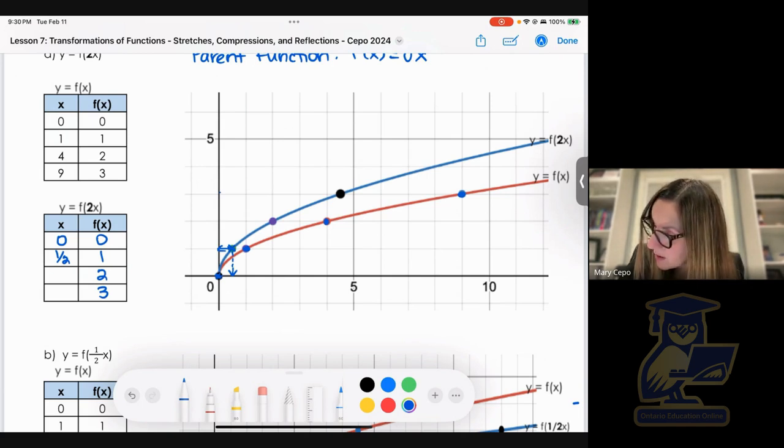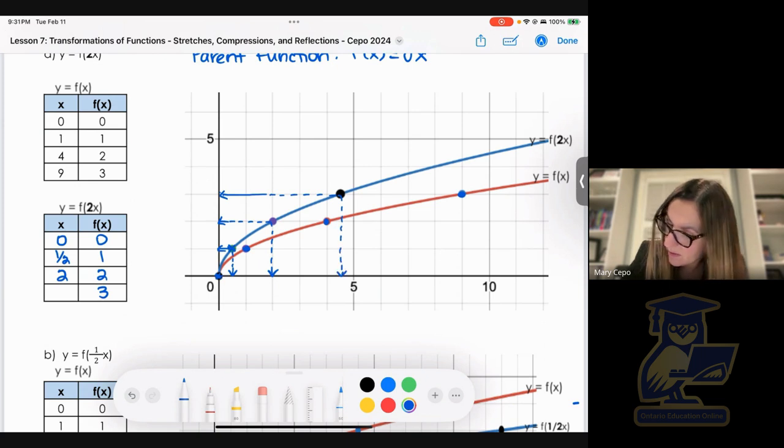Then we look at when y is 2, the x value is 2. In the parent function, it was 4, and now it is 2. Likewise, looking at when y is equal to 3, my x value is 4.5. Each of the x values were multiplied by 1/2.